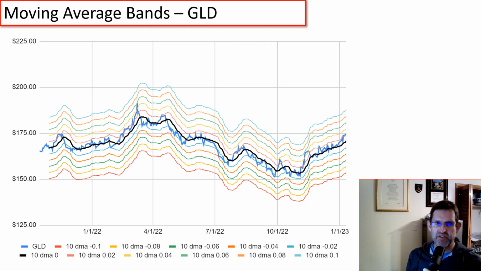Anyway, here's a plot of the gold ETF, GLD. The thick blue curve is the daily closing price. The thick black line is the simple 10-day moving average. The bands on each side of the black line are simply increasing or decreasing about the 10-day moving average by 2%. So in other words, the outermost bands are plus or minus 10% from the 10-day moving average.